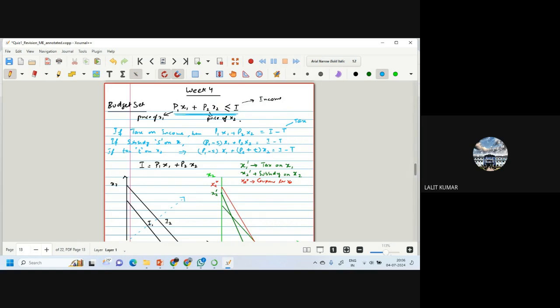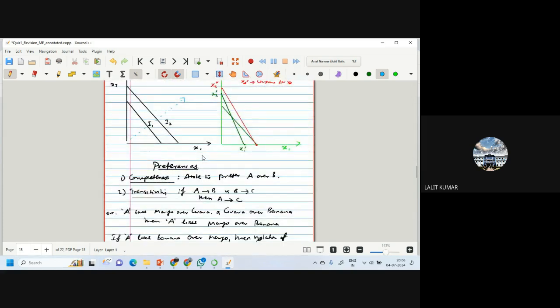If I have some tax over my income, this will become minus T, where this is tax. If I get some subsidy on some product, on some resource, then that will be minus S here. I'll get a subsidy on B, for example. So this will be able to do it here. There should not be any problem.